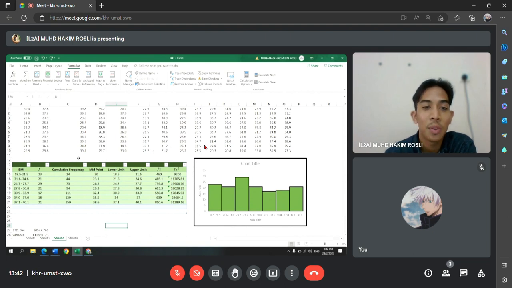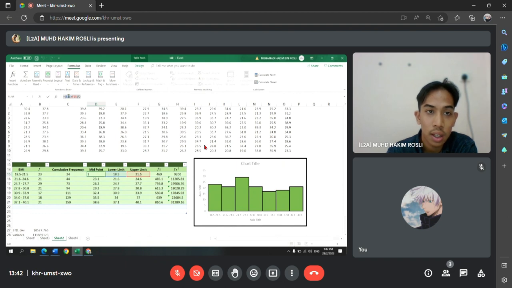Okay, we now continue to find the midpoint, fx and fx squared. For our midpoint, we just need to list down the lower limit and upper limit, then divide by 2 by using this formula. E15, you just select the column E15 plus F15 and you need to divide by 2. Then just drag the data down until the last class size. So that's how we got our midpoint.